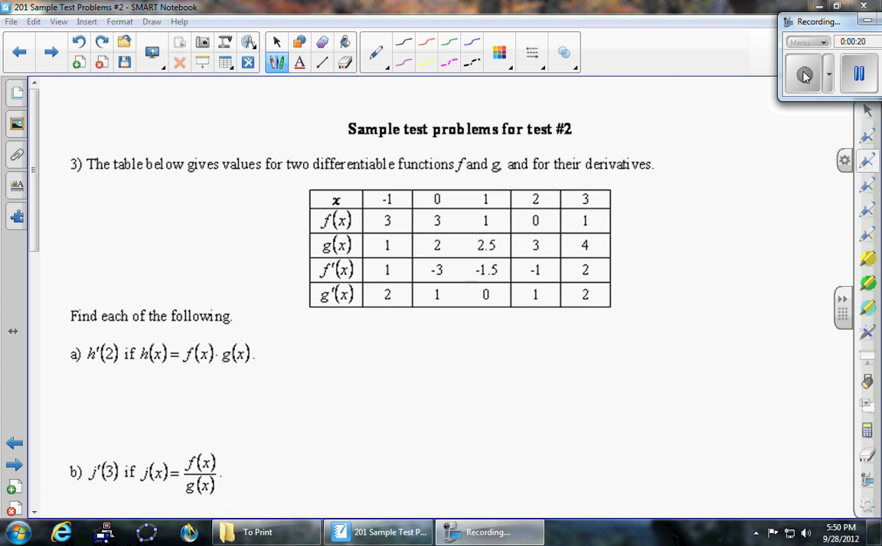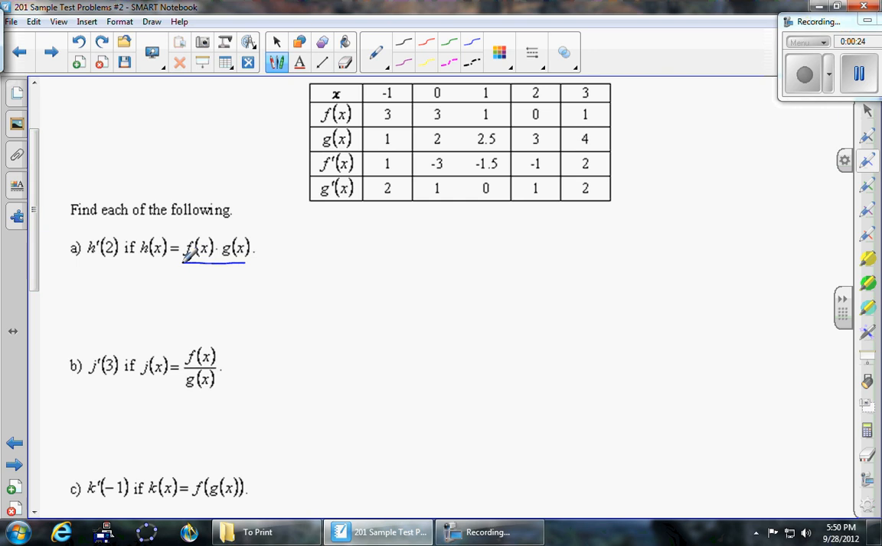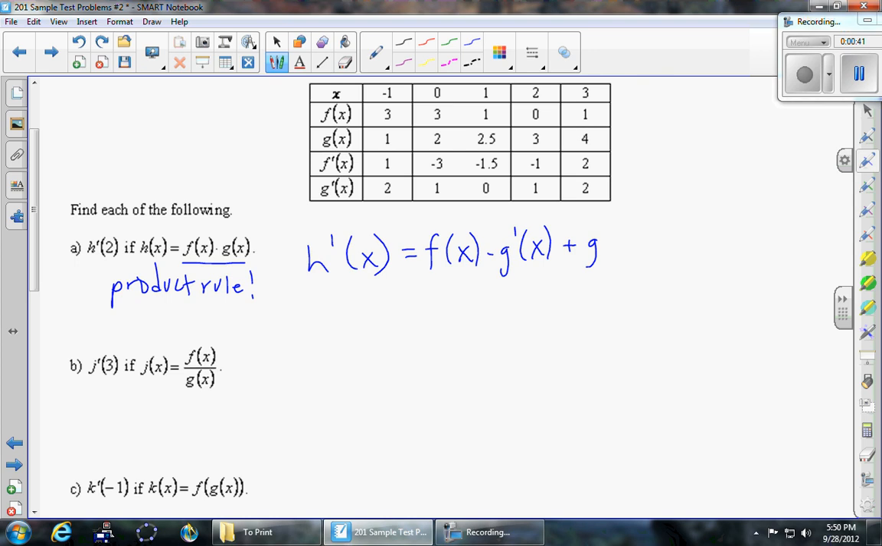So before we look at the table, we need to figure out what the derivative rule is for f of x times g of x. That's a product rule. So we're going to find h prime of x, not h prime of 2, first, using the product rule. First times derivative of the second plus the second times derivative of the first. Now that we've got that, we can replace all of these x's with 2's because we wanted h prime of 2.